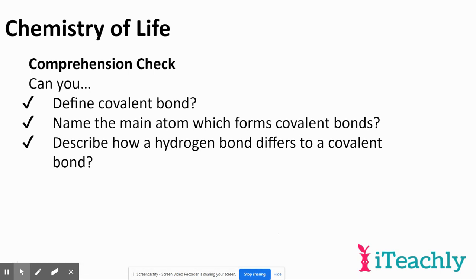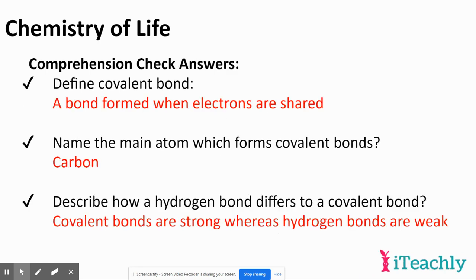Okay, so can you define a covalent bond, name the main atom which forms covalent bonds, and describe how a hydrogen bond differs to a covalent bond? Define a covalent bond: that is a bond formed when electrons are shared, as compared to the ionic bond, when they're transferred. The main atom which forms covalent bonds is carbon, and carbon and hydrogen make up organic compounds. And describe how a hydrogen bond differs to a covalent bond: covalent bonds are strong, and they generally are harder to break, whereas hydrogen bonds are weak. That's important because it allows you to do work more easily.